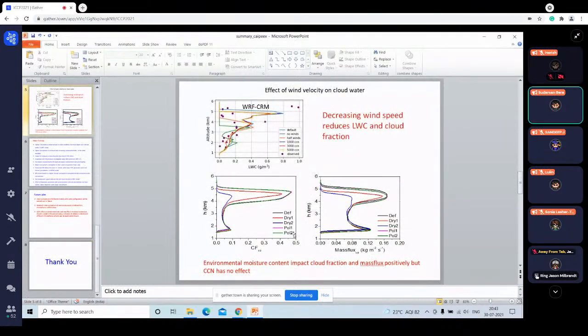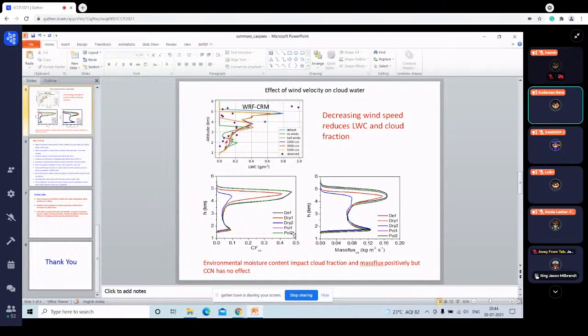Another study was done to investigate the effect of wind shear on monsoon cloud using the WRF CRM model, and they found that with decreasing wind speed, liquid water content and cloud fraction decrease, and that indicates that wind shear plays a dominant role in cloud development in the monsoon environment.